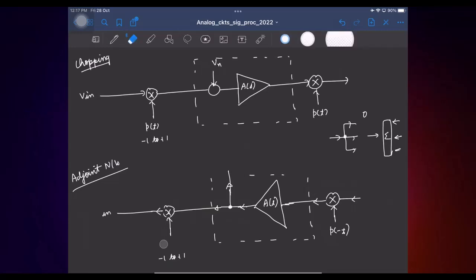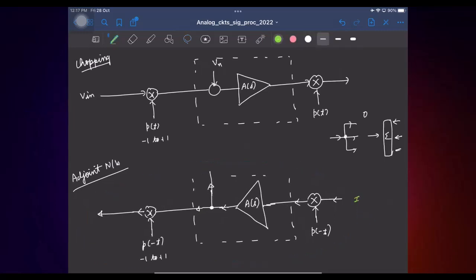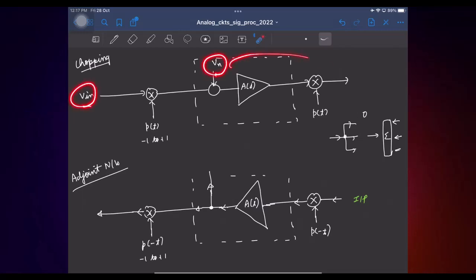This is P of minus T, and of course here you are no longer applying the input here, this is the output. So I should apply the input excitation here, and remember we were interested in finding how both Vin and Vn contribute to the output. So what are the outputs I should look at in the adjoint network? Basically the signal that comes out here and what comes out here.